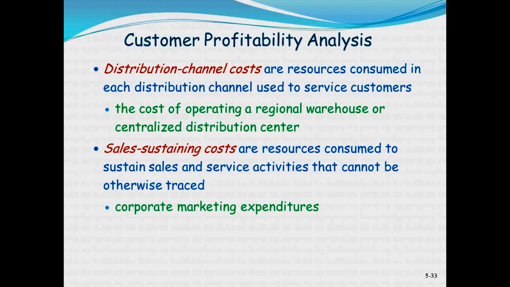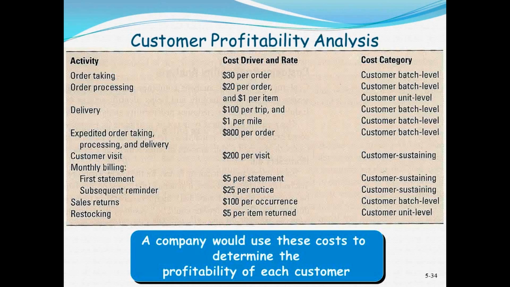Sales sustaining costs are costs that are bigger than any one customer, and it can be marketing and things of that nature. So these would have to be allocated. I won't go through each one of these, and we're not going to do an example with customer profitability analysis, but it'll feel very much like the example we did for ABC, with just a different name. You look at the detailed activities, figure out what their drivers are, and then figure out the cost per unit of the driver. Then as you understand for that customer how many units were required, you determine the total cost of that customer.